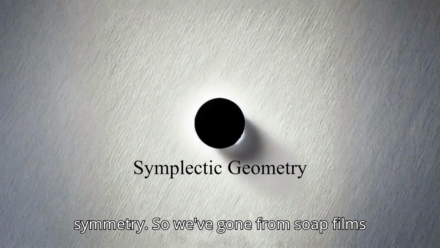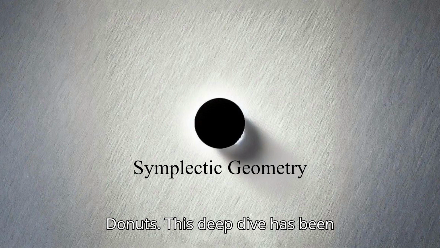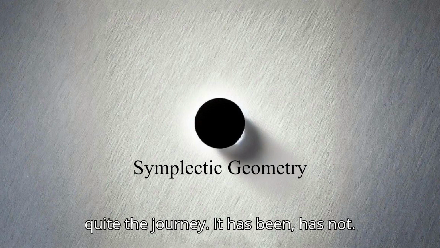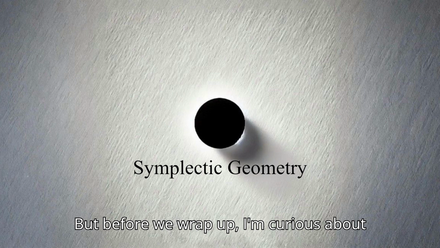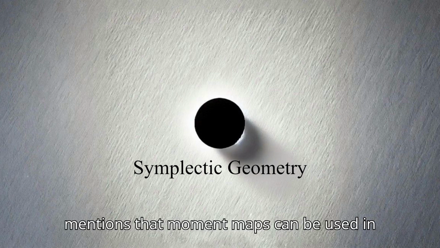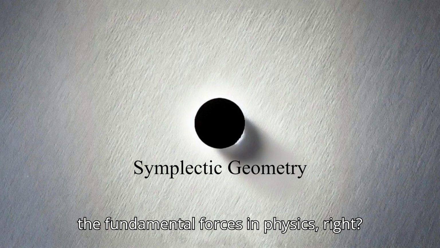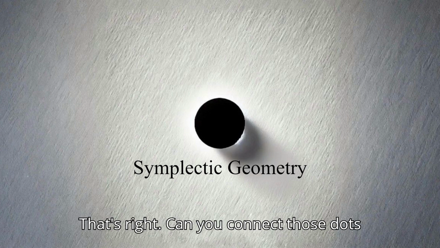So we've gone from soap films and swimming pool lights to spinning donuts. This deep dive has been quite the journey. It has been, hasn't it? But before we wrap up, I'm curious about one more thing. What's that? LSG.pdf mentions that moment maps can be used in gauge theory. Yes, and I remember that gauge theory is all about understanding the fundamental forces in physics, right? That's right. Can you connect those dots for me?